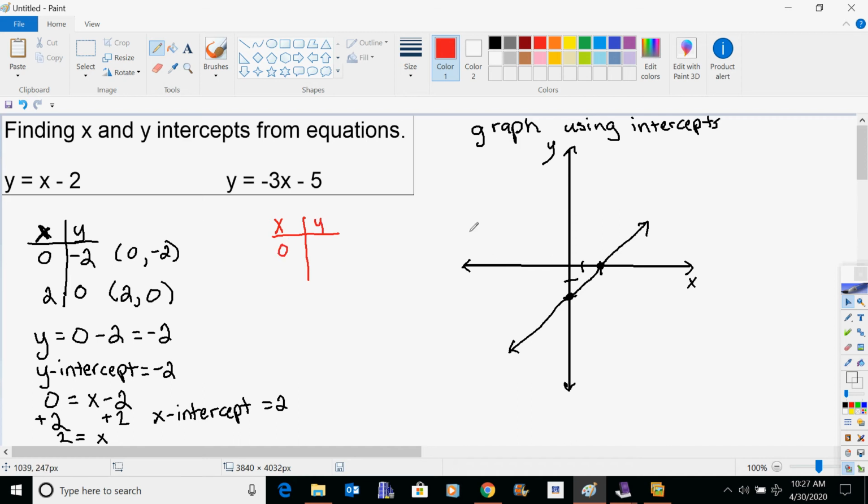So x equals 0. So I want to fill into my equation y equals negative 3 times 0 minus 5. So this gives me negative 3 times 0, which is 0. 0 minus 5, which gives me negative 5. So this is my first ordered pair, and I want you to think for a second, what have I just found? I have found my y-intercept.